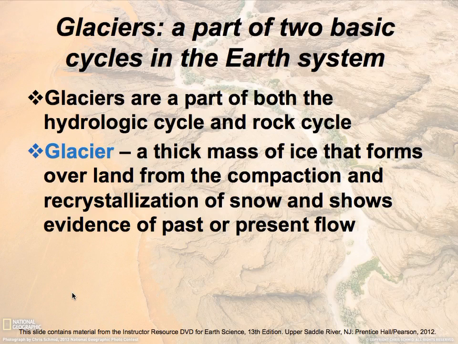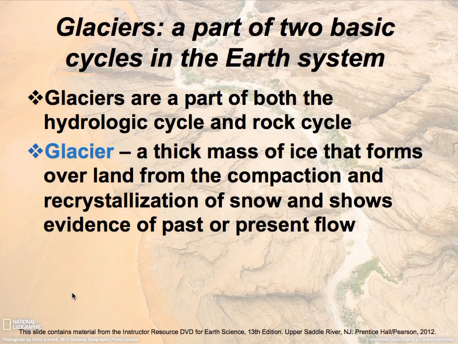That is, for example, icebergs or ice rafting can transport northern latitude or high latitude sediment from areas that are eroded by ice sheets. They can transport them into the ocean, and then the ocean can transport them around the globe. So a glacier is a thick mass of ice that forms over land from the compaction and recrystallization of snow, and it shows evidence of past or present flow.